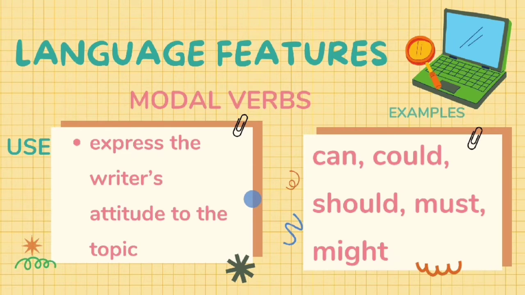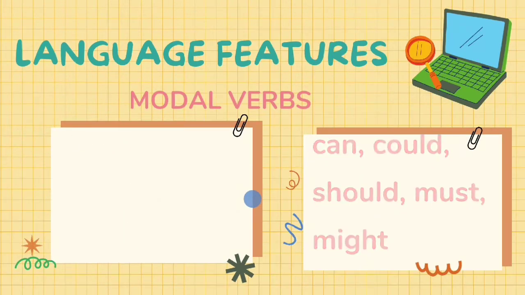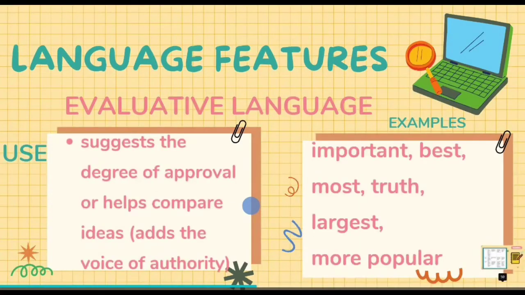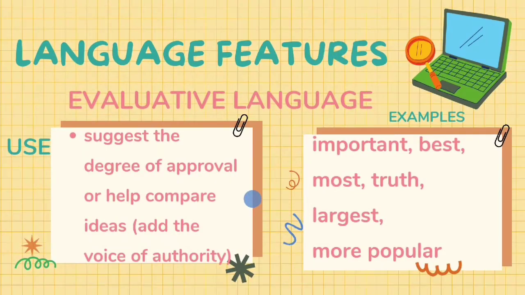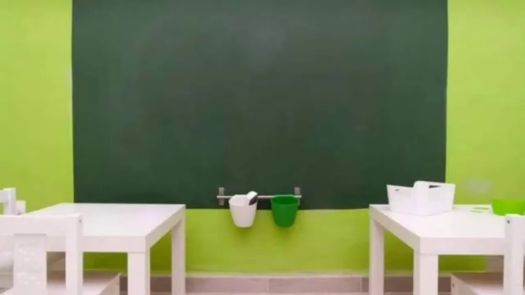The last feature is the evaluative language. Evaluative language suggests the degree of approval or helps compare ideas. Evaluative language is the voice of authority. The examples of evaluative language are important, best, most, truth, largest, and more popular.